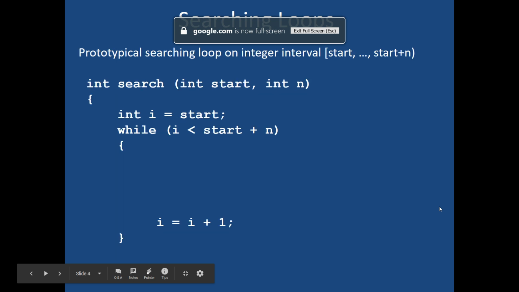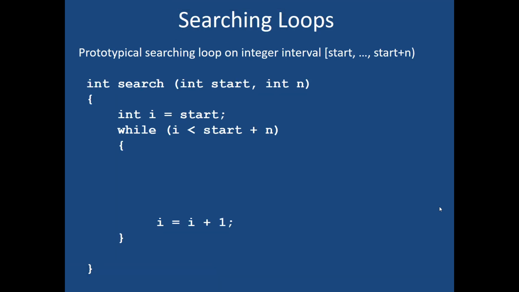So let's see how that works. Suppose we want to write a searching loop where we're given essentially a range of integers to consider. So just like we've been saying, we're told where to start and how many integers to consider. And we want to find some integer that satisfies some property. Like we want to find an even integer in that range, which would be kind of easy. We want to find a prime number in that range. We want to find a perfect square in that range.